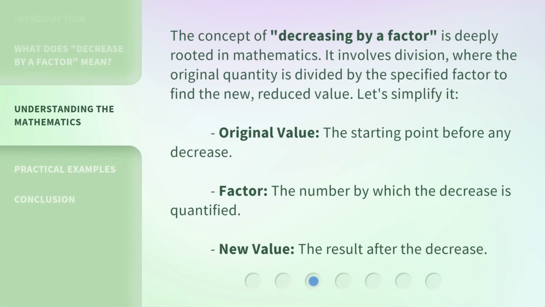The concept of decreasing by a factor is deeply rooted in mathematics. It involves division, where the original quantity is divided by the specified factor to find a new, reduced value. Let's simplify it. Original value, the starting point before any decrease. Factor, the number by which the decrease is quantified. New value, the result after the decrease.